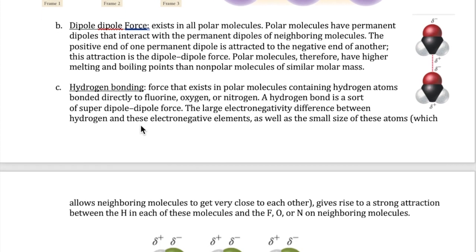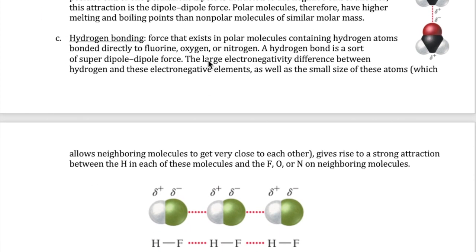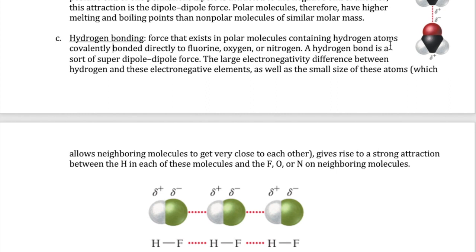The third one is something we call hydrogen bonding. The way I think about hydrogen bonding is that it's a super dipole-dipole force. It's just a stronger version of dipole-dipole. The way you know that a species can have hydrogen bonding is when you see a molecule that has a hydrogen atom that's covalently bonded to either fluorine, oxygen, or nitrogen.